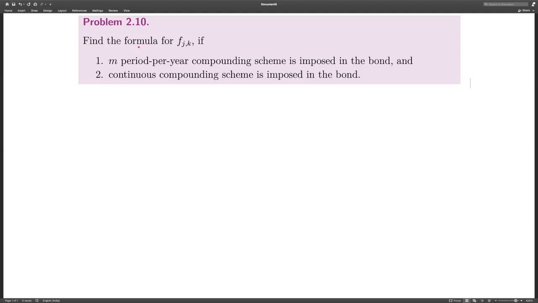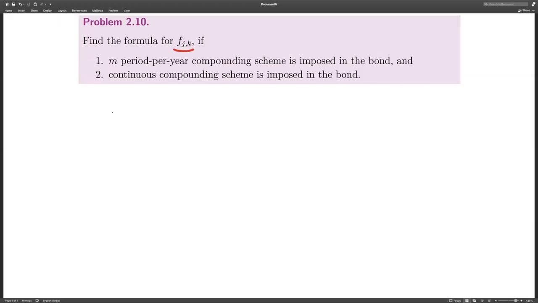The next problem is to find the formula for the forward rate FJK. Remember, FJK is the notation for the forward interest rate per annum between the year j and the year k, that is the jth year and the kth year. Let me again do it when k is equal to 2 and j is equal to 1.